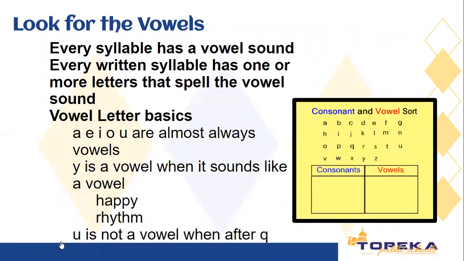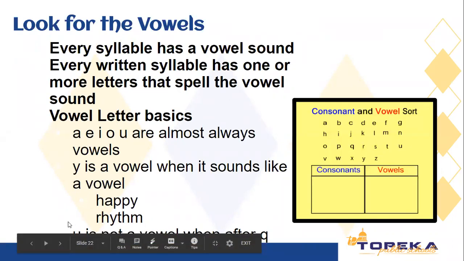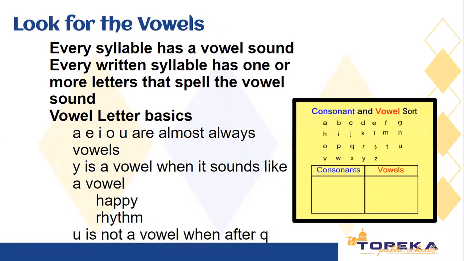So we have to teach our students every syllable has a vowel sound, and every written syllable has 1 or more letters that spell the vowel sound. So let's look at our vowel sound basics. Number 1, A, E, I, O, and U are almost always vowels. That's a given. Now, Y can act as a consonant or a vowel. It acts like a vowel when it's making a vowel sound. So if we look at happy, the Y is making the long E sound. In rhythm, it is making the short I. In the word cry, the Y is making the long I sound. And U is not a vowel when it comes after Q, because Q and U always work together as a team.